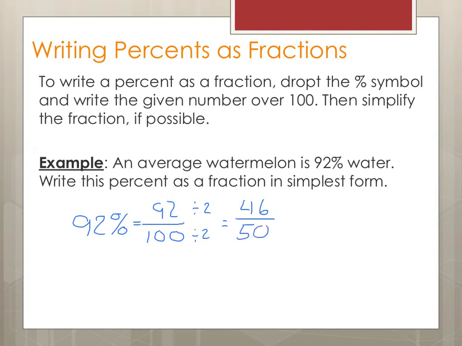They're both even, so I can divide by 2 again. 46 divided by 2 is 23, over 50 divided by 2 is 25. There are no more common factors between 23 and 25, so this will be our fraction in simplest form.